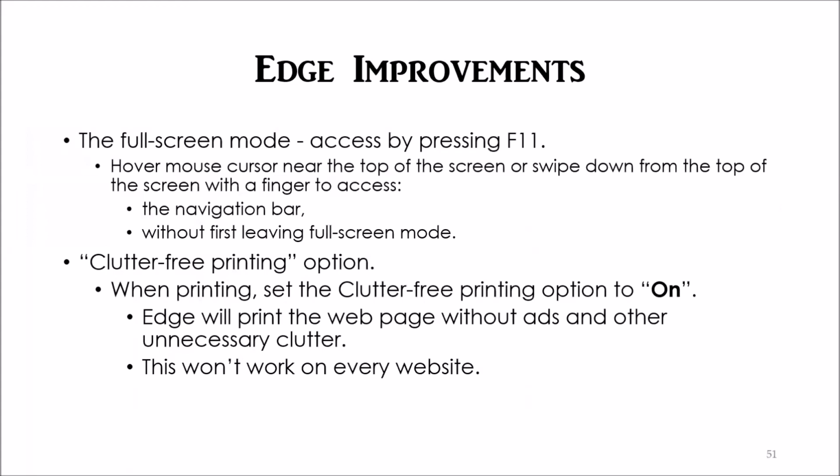There's a full screen mode that you can get in Edge just by pushing the F11 key at the top of your keyboard. And if you are in full screen and you want to look at your navigation bar, you can do that by swiping down from the top of the screen, and the navigation bar will come back up. And then you don't have to leave full screen mode.